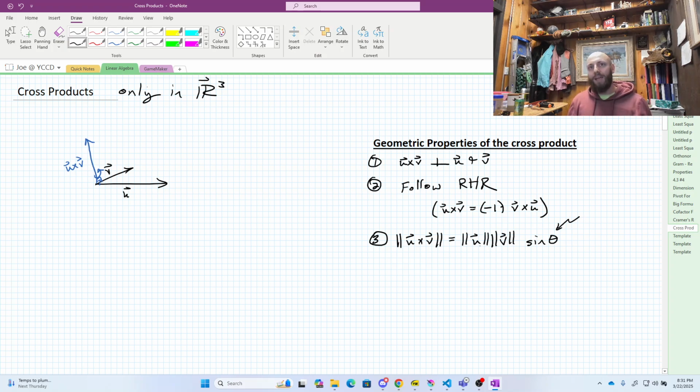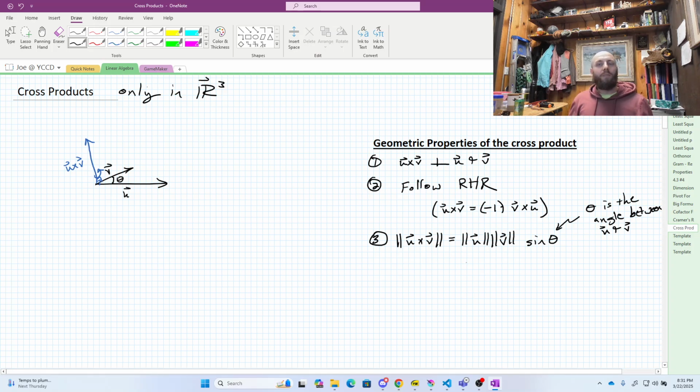So I got magnitude of u, magnitude of v times sine of theta, and theta is the angle between the two vectors. And remember, that's got to be the close way, meaning no cheating, no going around the outside. So my angle theta is in here.